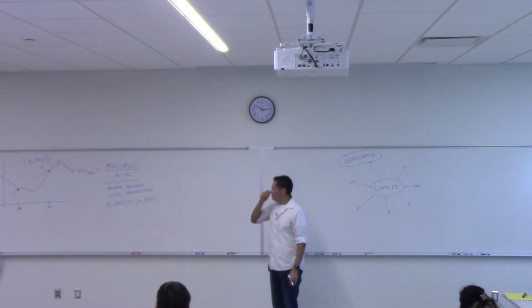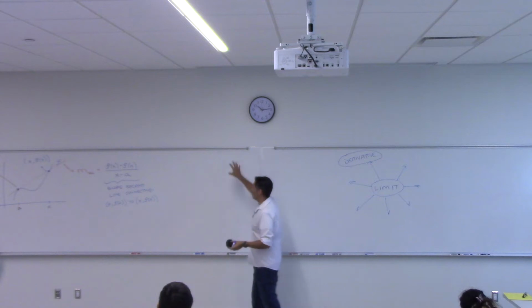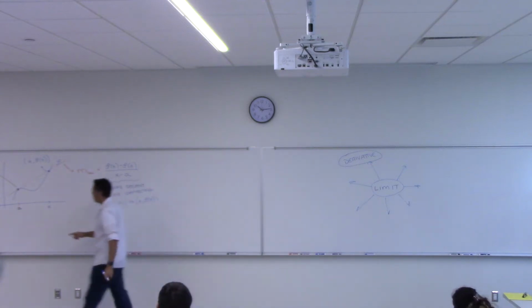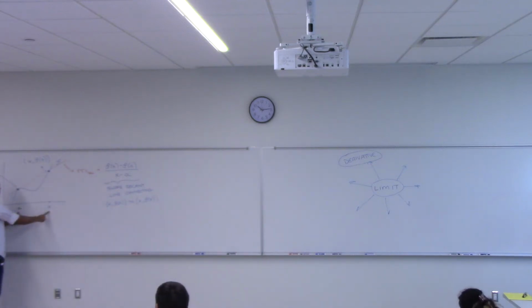So if somebody actually gave me a function and gave me what these two points were, then that would be a number, wouldn't it? It would actually give me that pitch of that line. Okay.